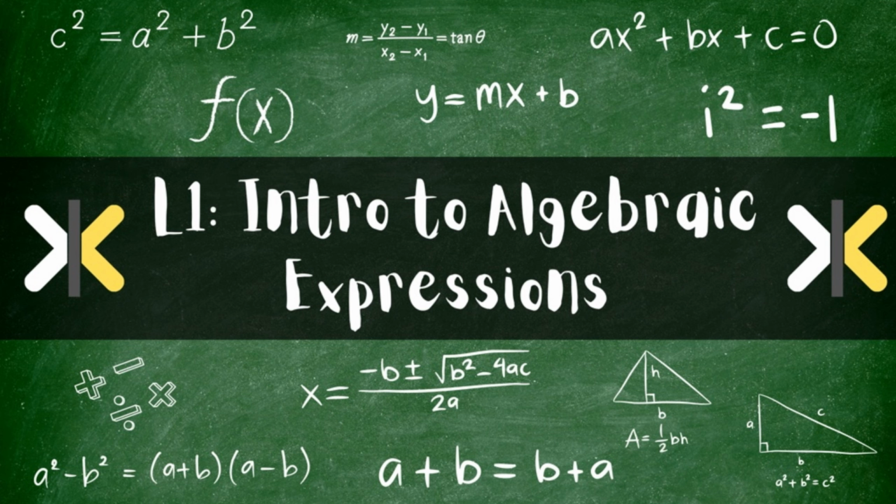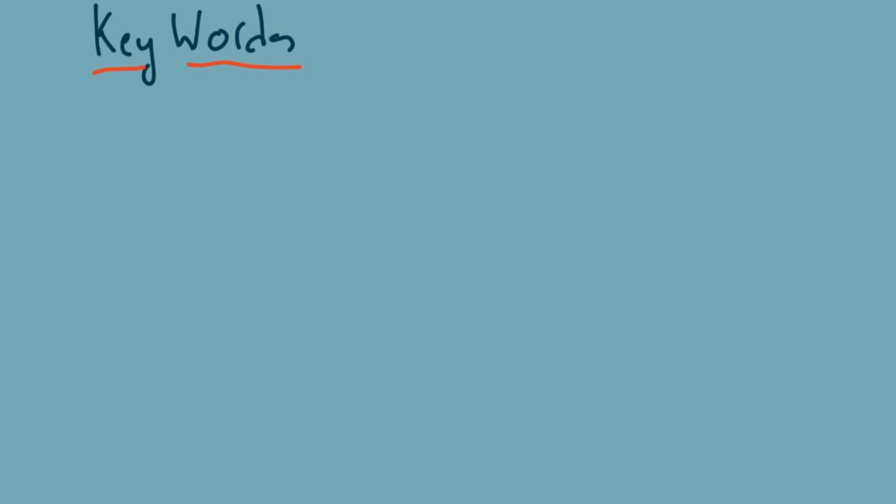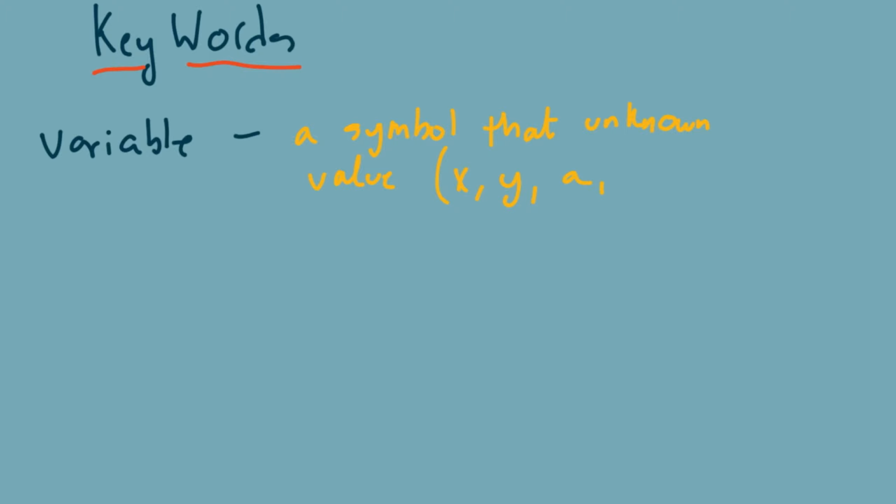Today we're going to be learning about Introduction to Algebraic Expressions. Let's go. So the keywords to algebra, first you should always need to know what a variable means. The first is a variable. A variable is a symbol that represents an unknown value. These are some examples: X, Y, A, T, any, it does not matter.